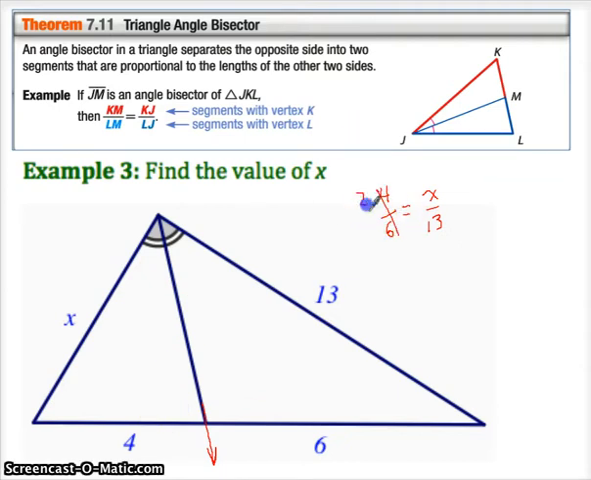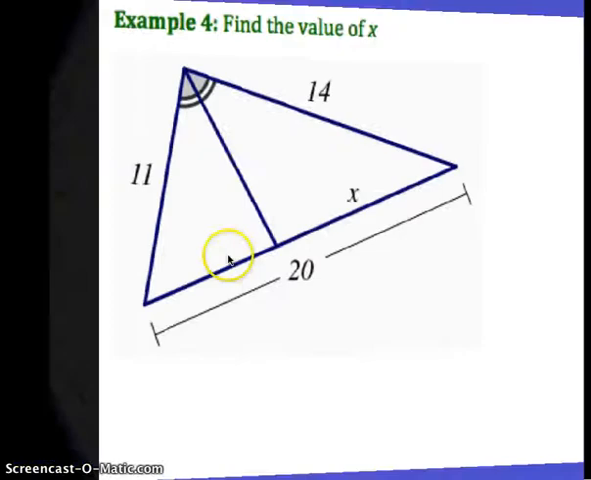Again, 4 to 6 bothers me. I like it as 2/3. 2 times 13 equals 3x, so x is almost 9. It's 26/3. Don't be afraid of fractions. If you want to decimalize it, that's your problem.